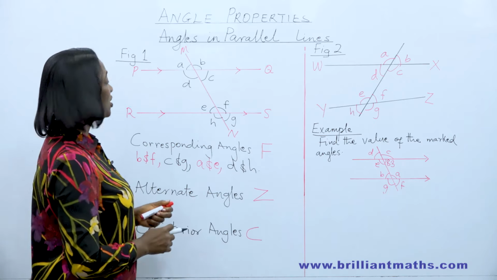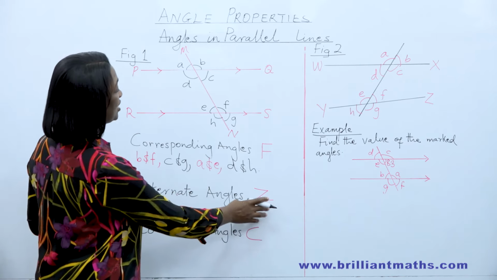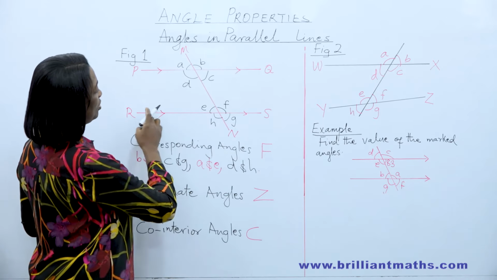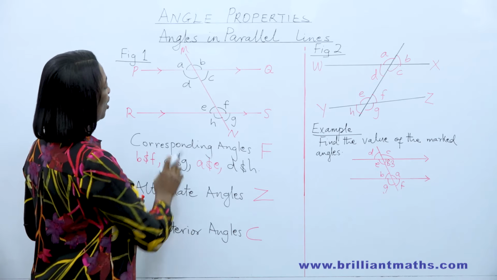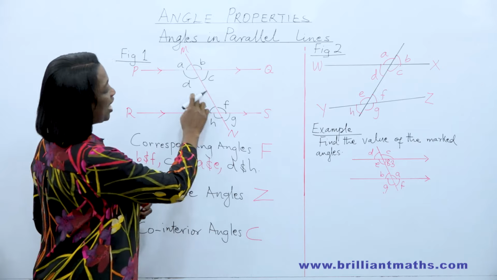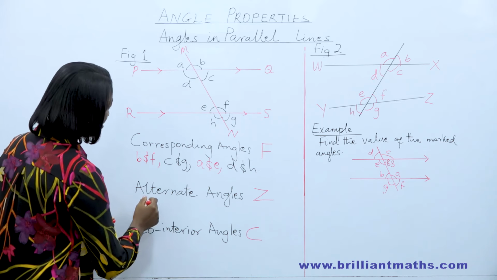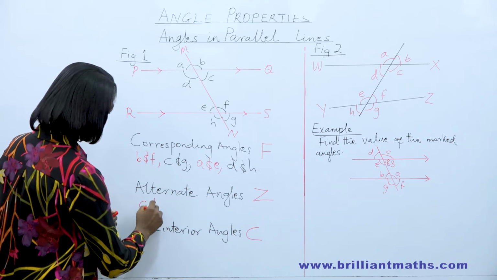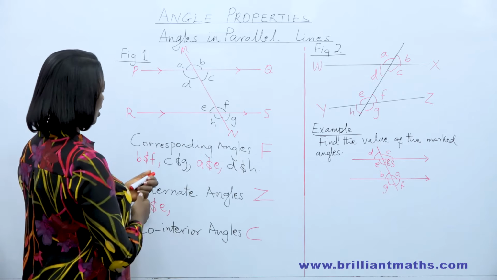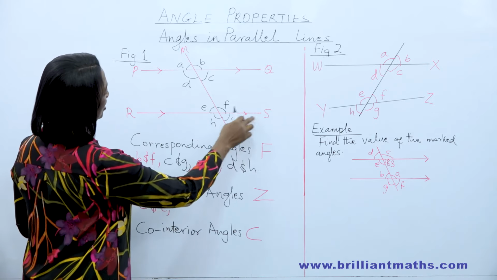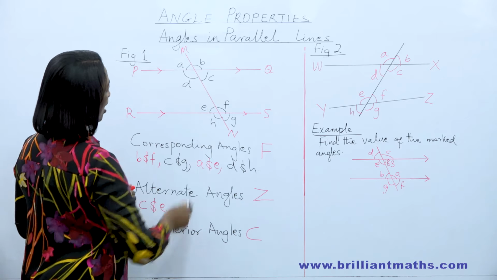So those are the pairs of corresponding angles. Let's look out for the alternate angles. The alternate angles form a Z shape. So C and E are alternate, and also D and F are alternate. So we have angle C and angle E. They are alternate. Here we now have C and E, and here we have D and F.